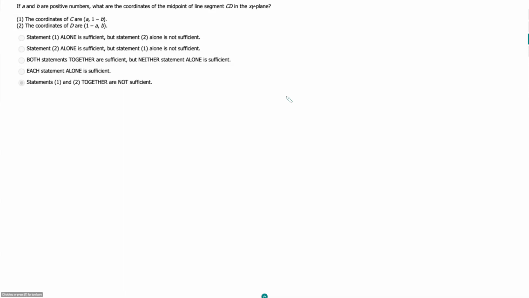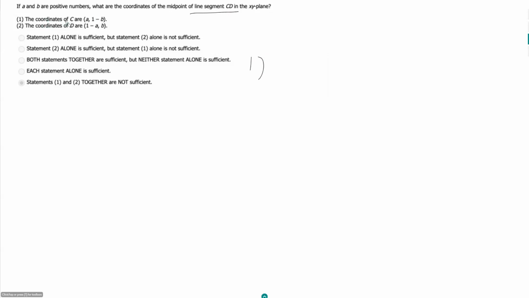If A and B are positive numbers, what are the coordinates of the midpoint of line segment CD in the XY plane? So you don't see a lot of midpoint questions on the GMAT, but it shouldn't be too hard to figure out. They don't really tell us anything. There's no relationship between these points A and B and this line segment CD. So we've got to look at the statements.